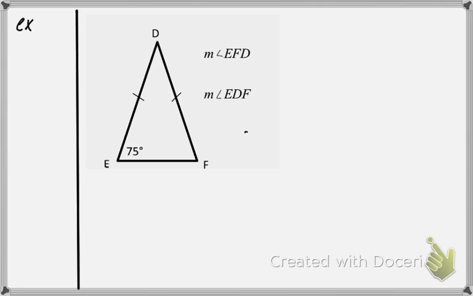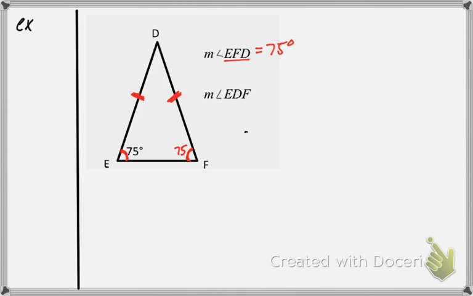So go ahead and let's see if we can do this one. We have an isosceles triangle, so these sides are the same. That means that these angles are the same, so this would be 75. And that's actually one of the measurements, EFD. So that is equal to 75 because it is an isosceles triangle, and if these sides are the same, then these angles are the same.